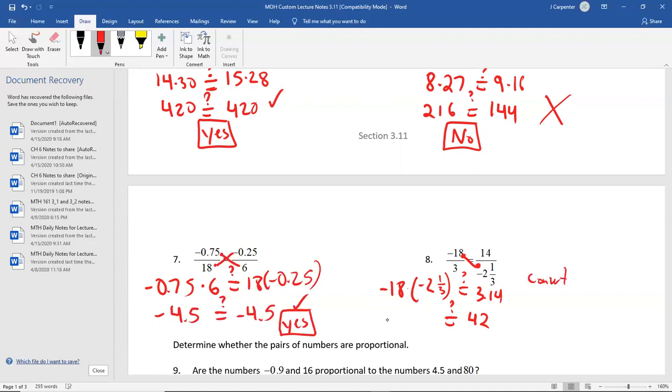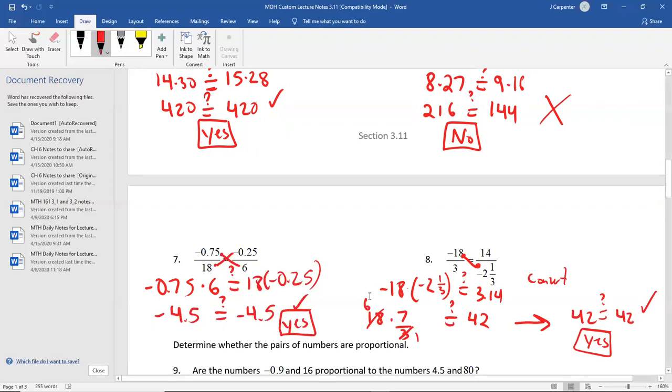to an improper fraction. 2 times 3 is 6, plus 1 is 7. So that's, I'm just going to ignore the signs now since they'll cancel. 18 times 7 over 3. 3 will go into 18 6 times. So that's a 1 and a 6 now. And 6 times 7 is 42. So we end up with 42 equals 42, question mark. Yes, that works. So they are proportionals. They are proportions, they are proportional. It is a proportion, however you want to say it.